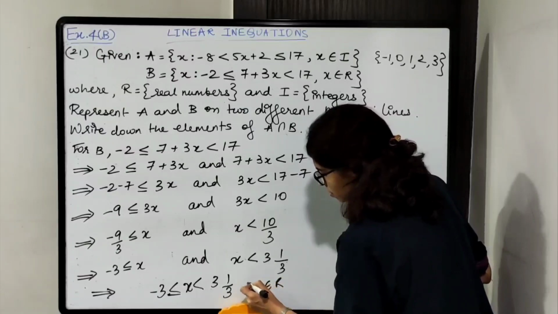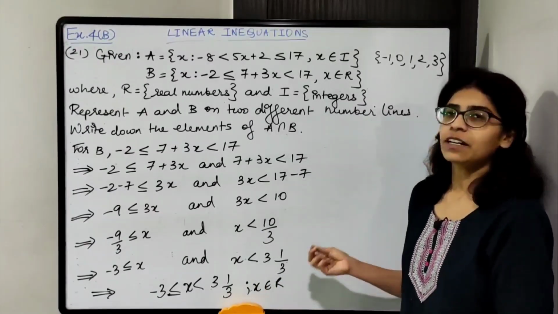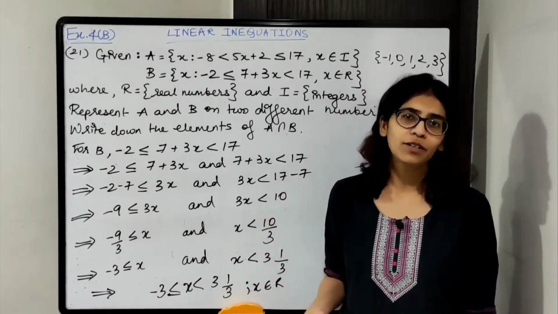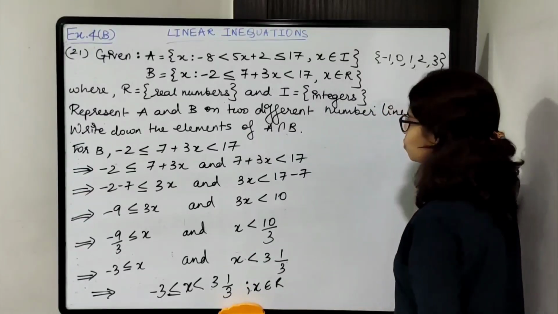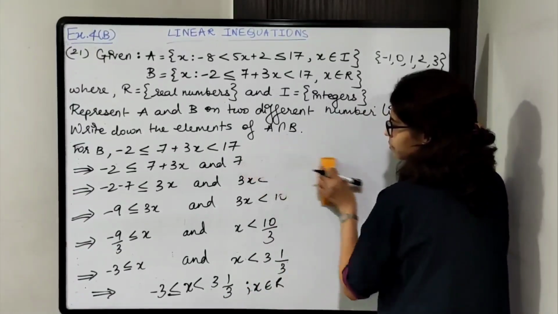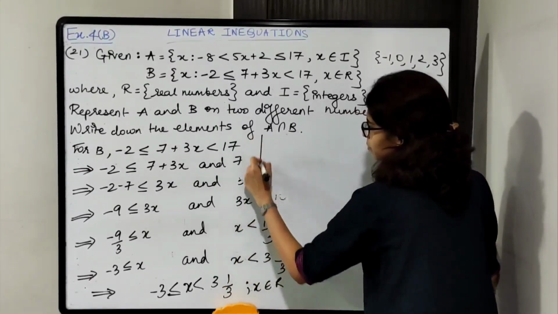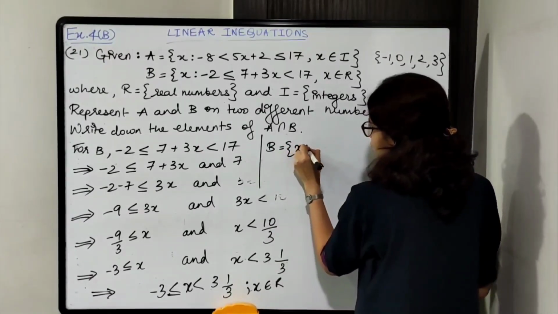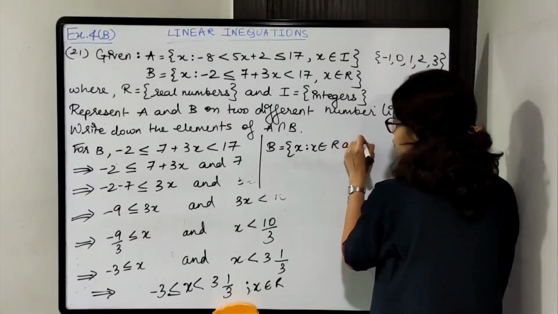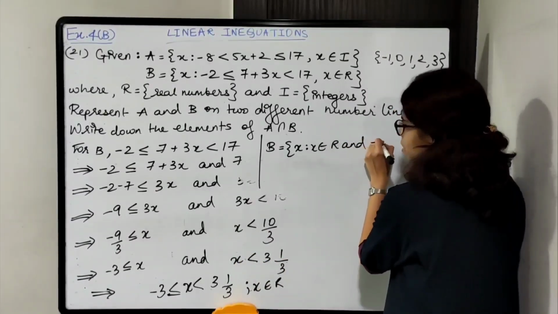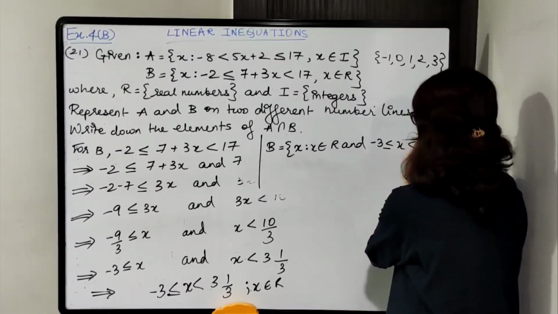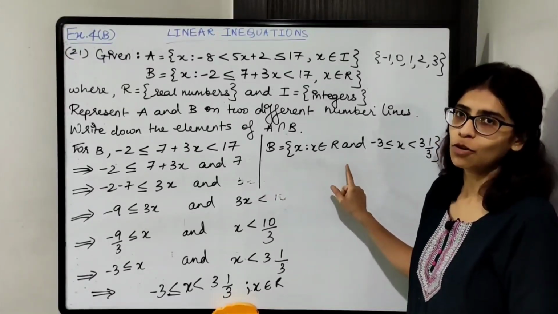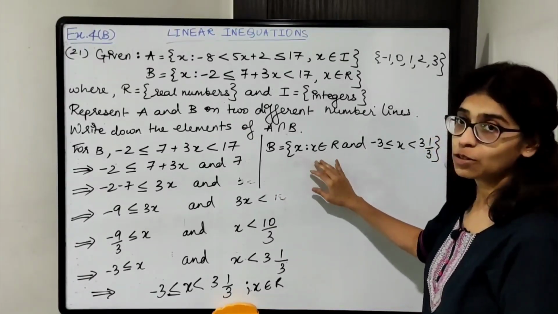So now we'll write down the solution set. Since it belongs to the set of real numbers, we'll write it in set builder form. Okay, set builder form में लिखेंगे. So B in set builder form क्या हो जाएगा? Will be x such that x belongs to R and condition part. So condition is this: -3 is less than or equal to x is less than 3 1 by 3. This is the condition. Okay, so this will be the set for B. Okay, these are the values of x.